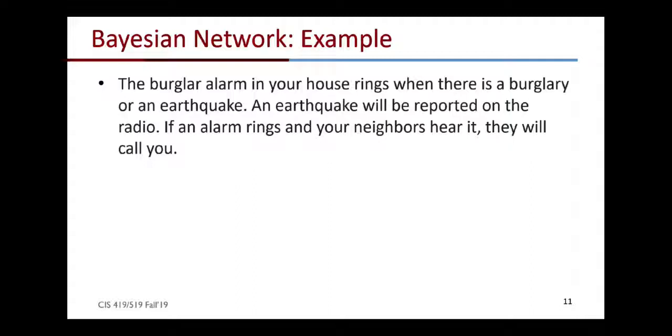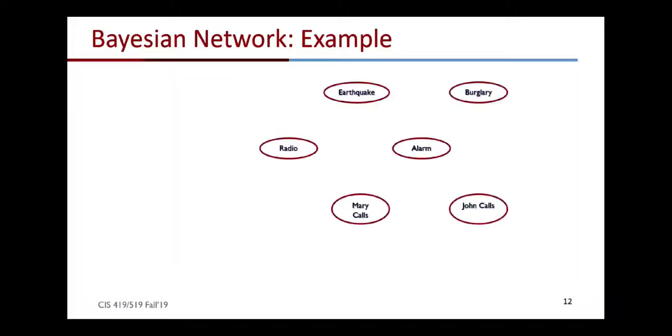So we're going to define a Bayes net that models this. So what are going to be the random variables? We're going to have these as random variables. Earthquake, all of them are going to be Boolean, yes or no. Burglary, yes or no. Alarm, radio. And your neighbors call, John and Mary call.